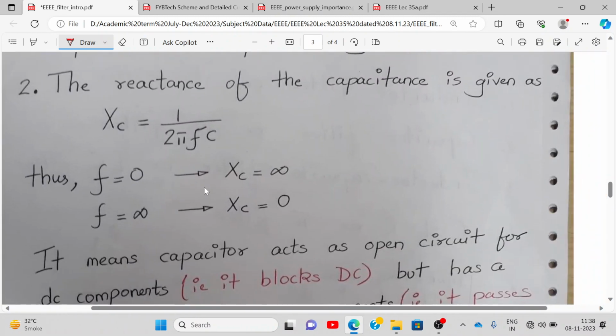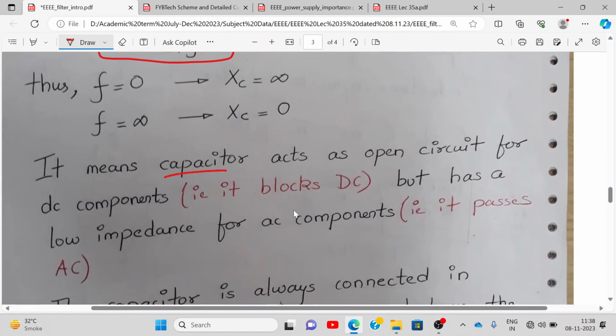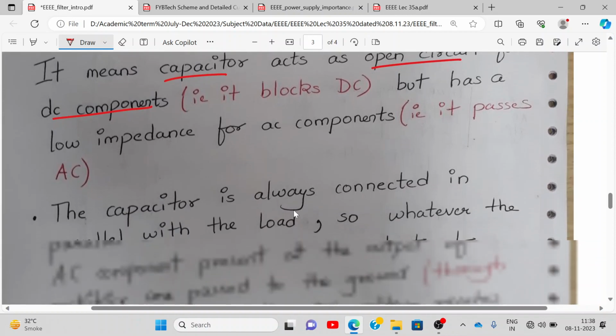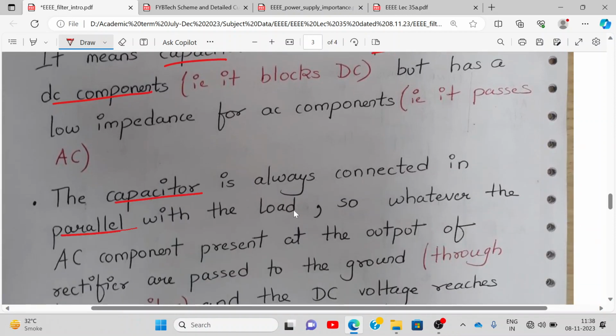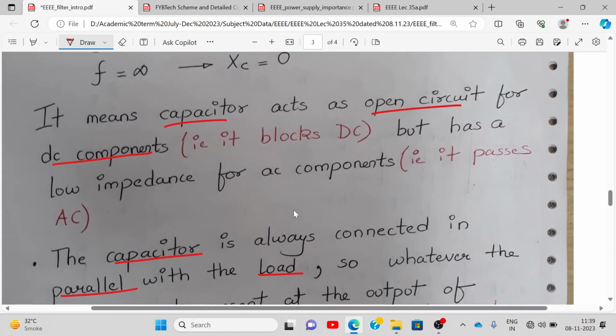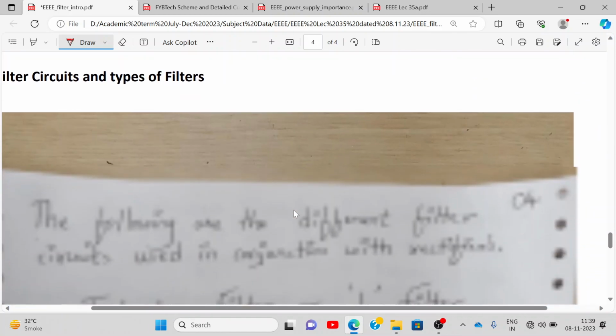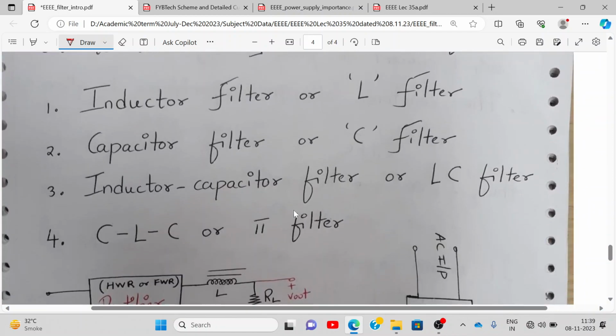The reactance offered by the capacitance is Xc, which is 1 upon 2 pi Fc. That means for frequency 0, the capacitive reactance is infinite, and for very high frequencies, it is 0. This means the capacitor acts as an open circuit for the DC component. That means it blocks DC and allows AC to pass through. All right, I'm making it clear. Therefore, you always connect the capacitor in parallel with the load because you want to block DC and allow AC to pass through. Okay. So with this, we have four types of filter circuits: inductive filter, capacitive filter, inductive capacitive filter, and pi filter.